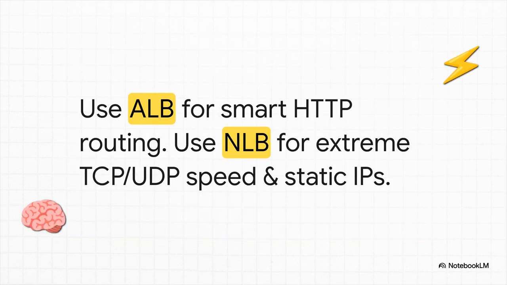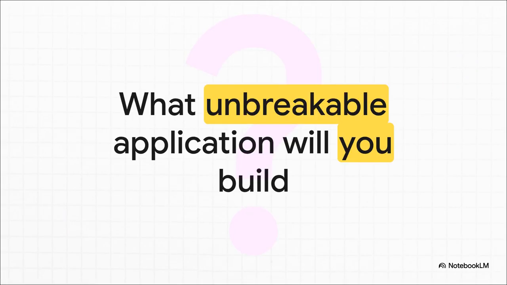So let's just lock it in one last time. Is your app all about web traffic, APIs, microservices, and smart routing? Your tool is the Application Load Balancer. Is your world all about extreme speed, gaming, trading, or you just need that static IP? Your tool is the Network Load Balancer. It's all about matching the right tool to the right job. So there you have it. You're now equipped with the architect's toolbox for handling pretty much any traffic you can imagine. The classic, the application, and the network load balancers, they're not some confusing alphabet soup anymore. They're specific tools for specific jobs. The only question left is, what are you going to build with them?